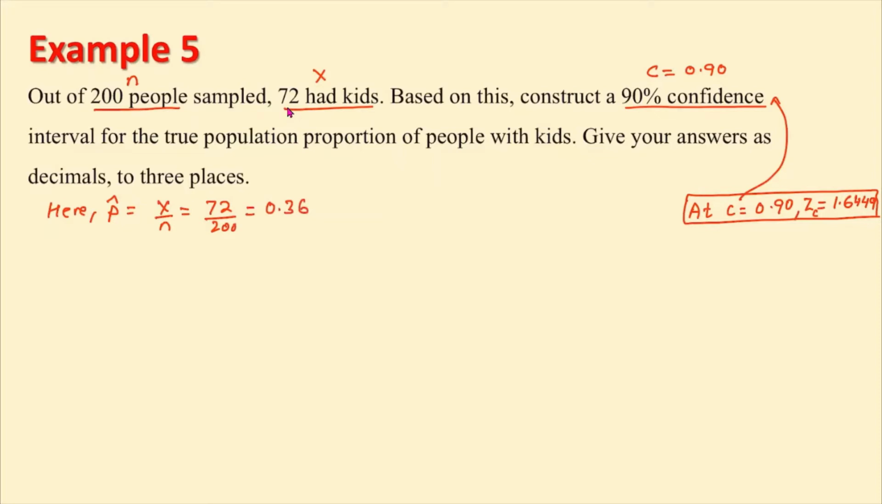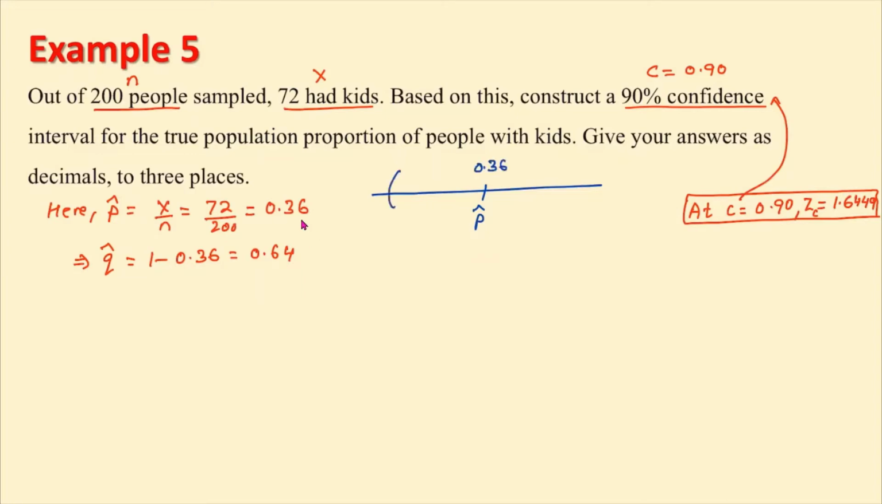So if that is the case, then you know what Q hat is. Q hat is 1 minus P hat, so 1 minus 0.36, which is equal to 64% or 0.64. So we have P hat and Q hat. We are looking for the 90% confidence interval. In the confidence interval, right in the middle we have the point estimate, that is P hat. And in this case, our point estimate P hat is 0.36.